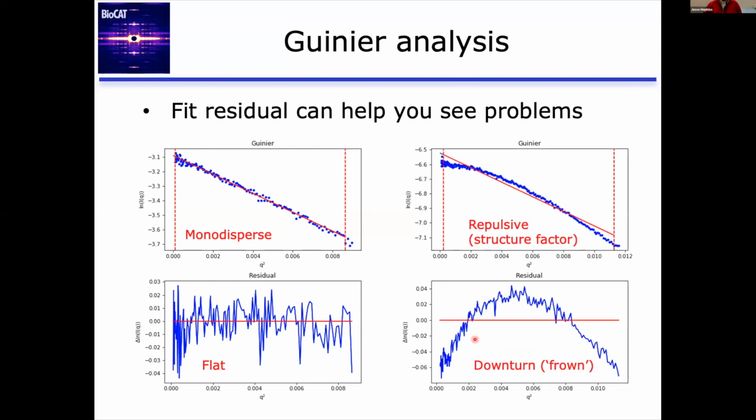You can also see the same kind of thing when you have a repulsive structure factor interaction. So here we have this obvious downturn, and you can see a similar kind of downturn, sometimes called a frown, in the fit residual, where it's below the line at the ends and above in the center. So this is very indicative of these repulsive structure factor interactions. This is a very extreme example, but this is the kind of thing that you'll see.